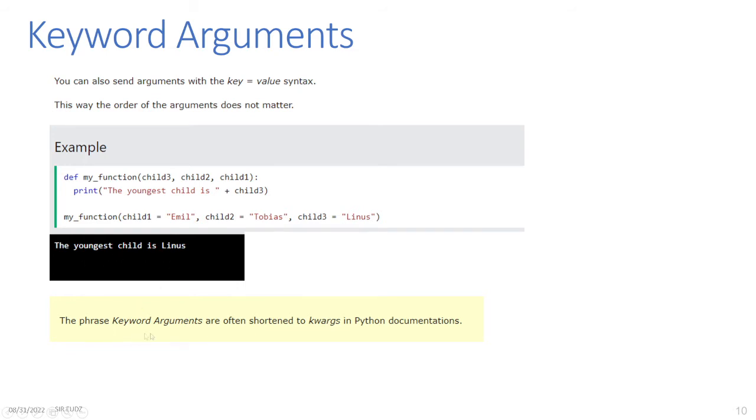Keyword arguments are often shortened to kwargs in Python documentation. So take note of that, just in case you open some Python documentation. kwargs refers to keyword arguments.